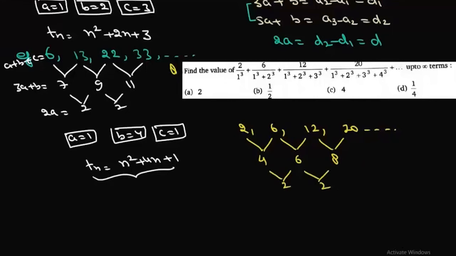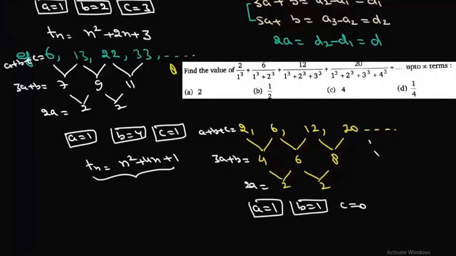Now we can use the shortcut. This is 2a. This is 3a plus b. And this is a plus b plus c. Now clearly a is 1. And if we put a as 1, we'll get b as 1. And if we put a and b as 1, we'll get c as 0. So its nth term will be n square plus n.